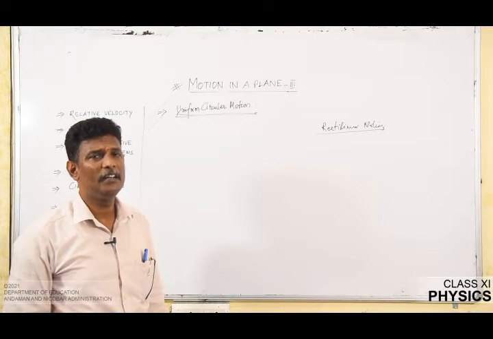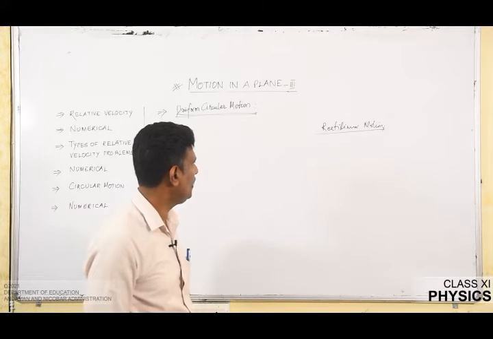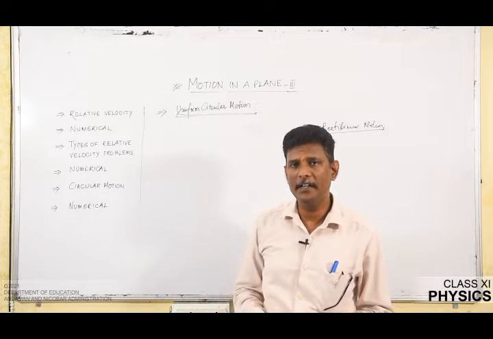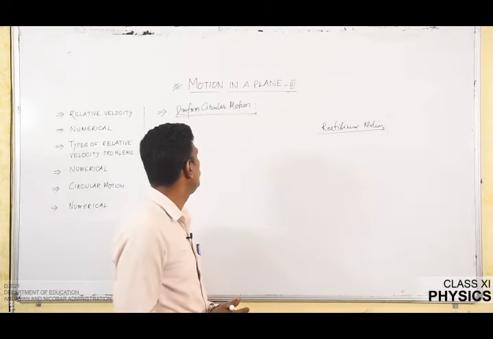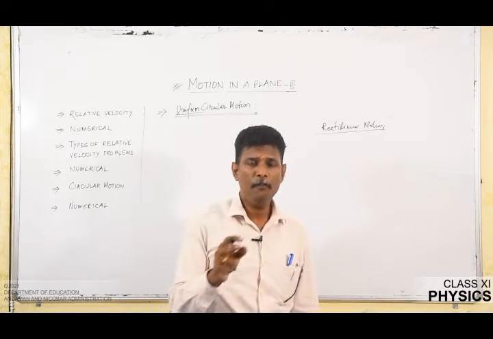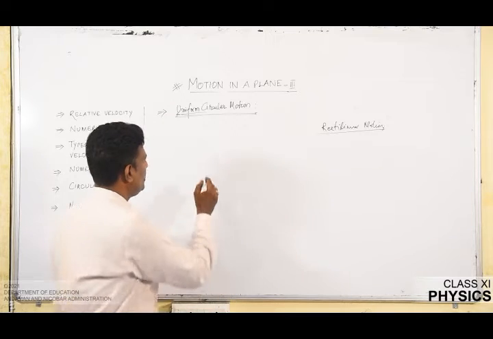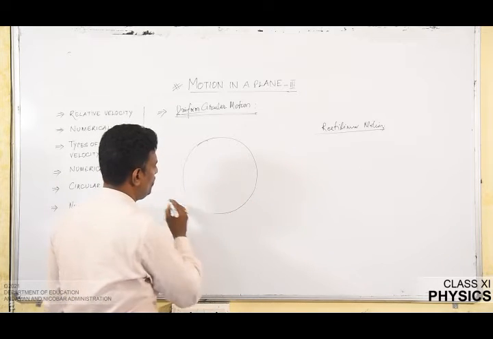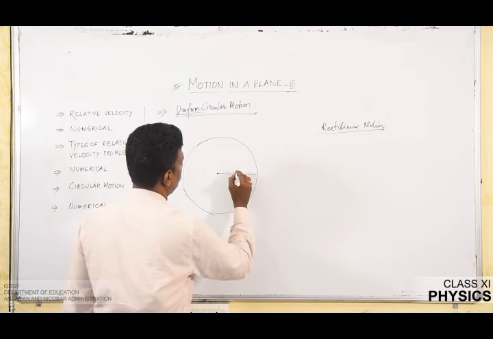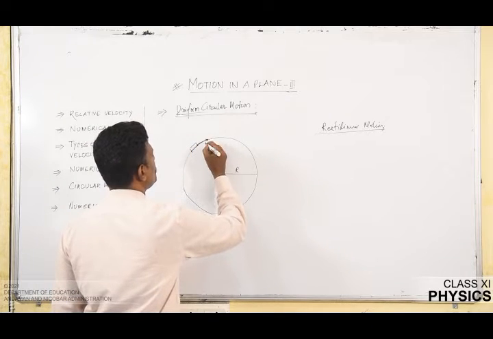Consider an object is moving in a circular path, then that is a circular motion. How can we define it? Whenever an object is moving in a circular path with uniform speed, then the motion is called circular motion. Uniform means the object is moving with uniform speed, that is why it is called uniform circular motion. Let us take an example here. This is a circular path having say radius r. A car is moving along this direction.